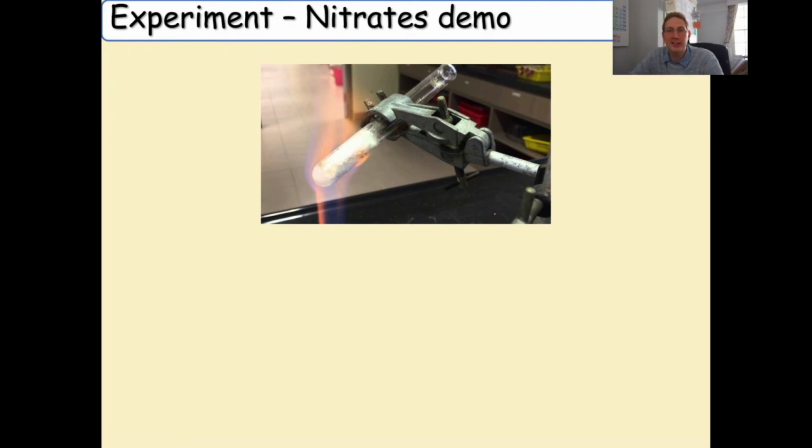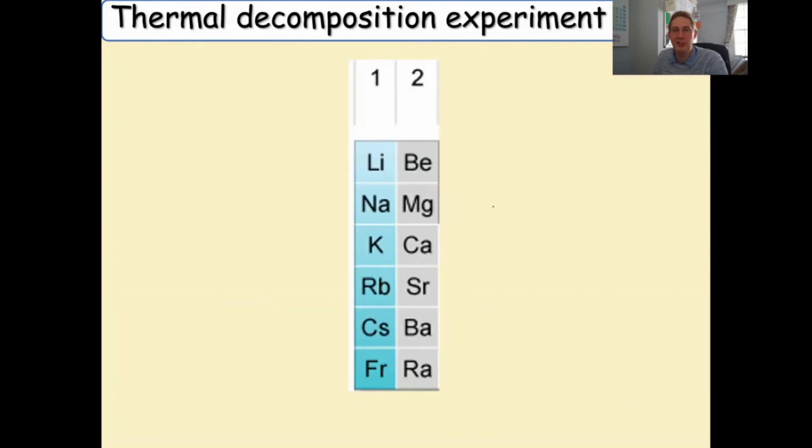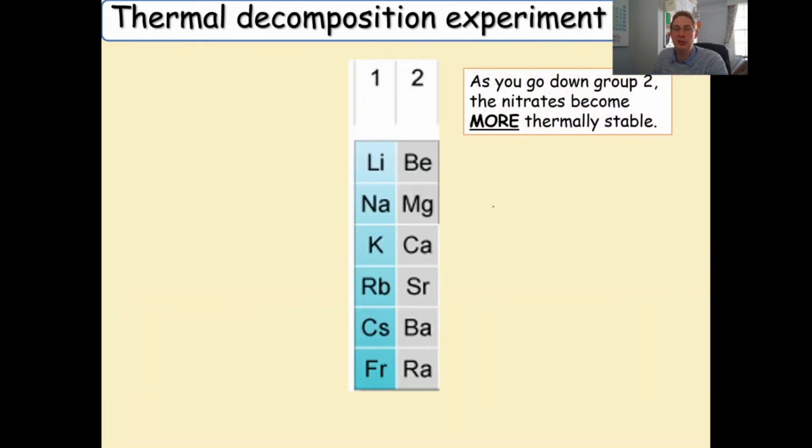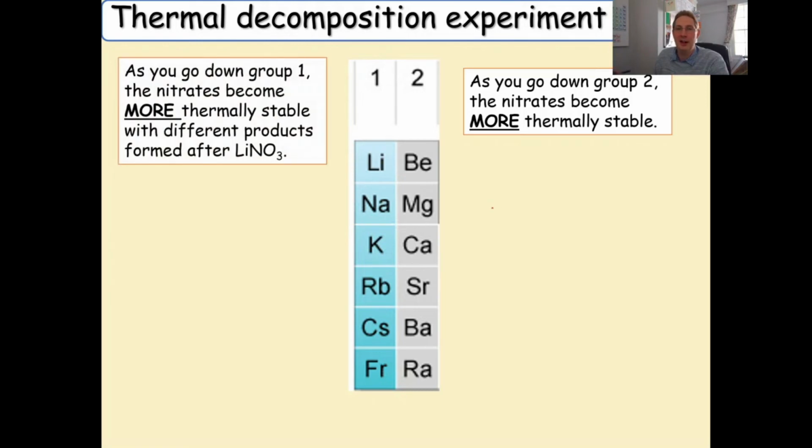The nitrates were quite exciting. You might remember some of them giving off thick clouds of a brown gas eventually. Again, what you would have seen is that as you go down group 2, it became harder and harder to break down these nitrates. And as you went down group 1, the nitrates similarly become more stable, okay? So again, as you go down, more stable. These ones release a brown gas.